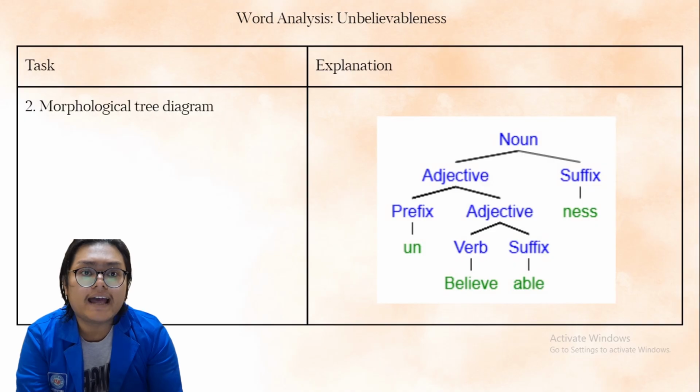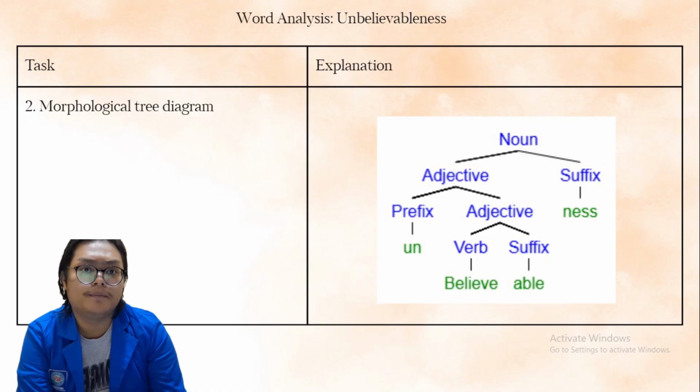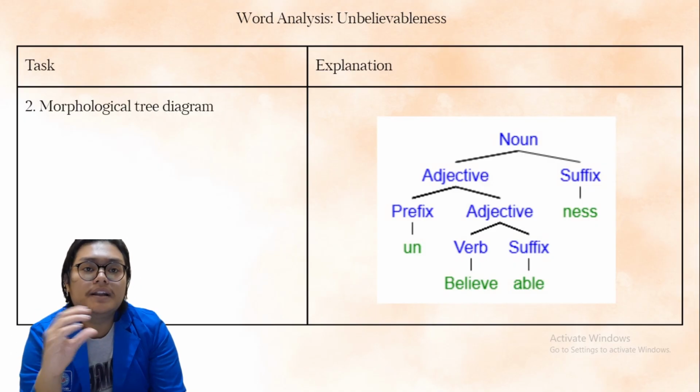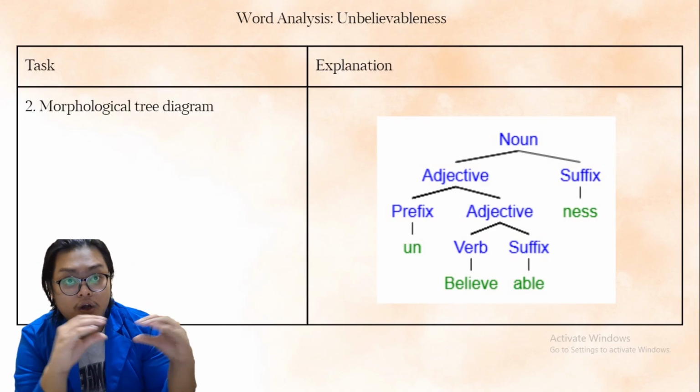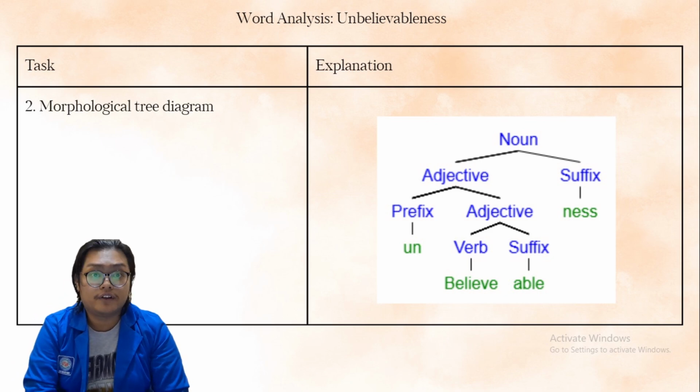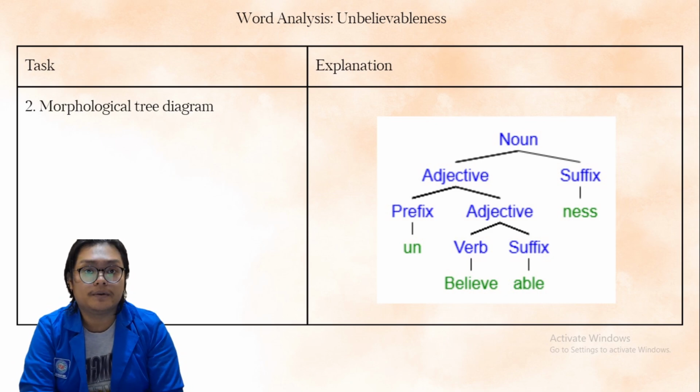But what if we add ness at the end? Unbelievableness, is it still an adjective? No, because there is the suffix ness. Suffix ness usually makes a noun. So unbelievable plus ness together becomes a noun. So that is the morphological tree diagram for the word unbelievableness.